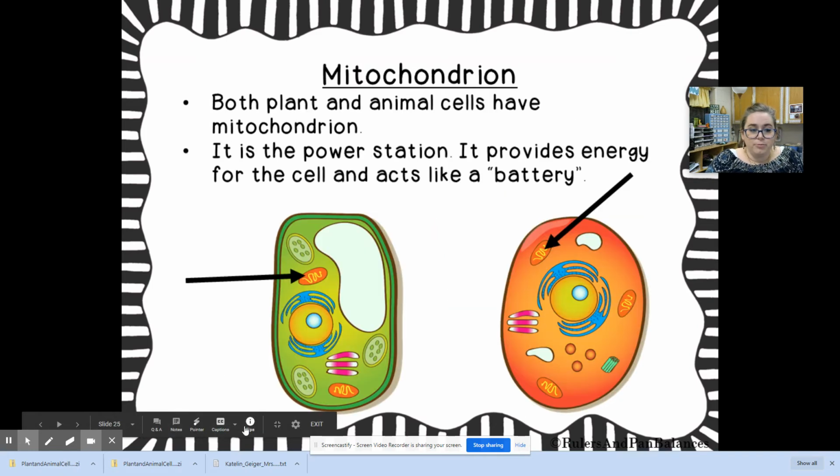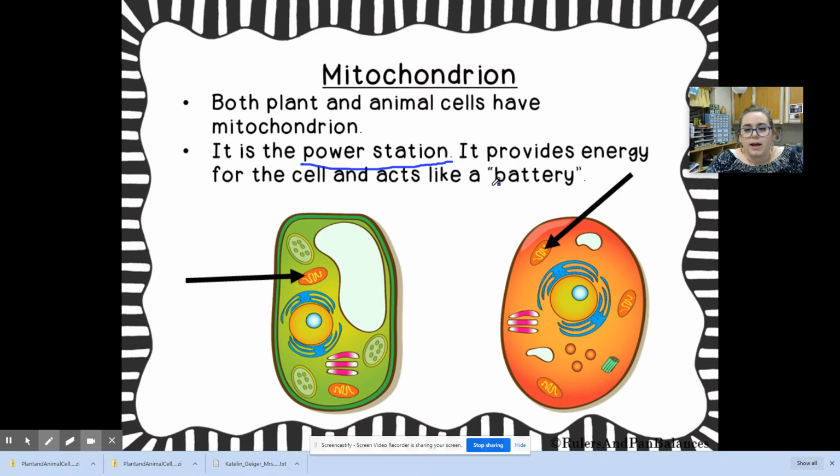All right, here's some more notes. Mitochondrion. Both plant and animal cells have mitochondrion. It is the power station. It provides energy for the cell and acts like a battery. And then you can see it's right here. Boop, boop. So when you move your arrows, there you go.